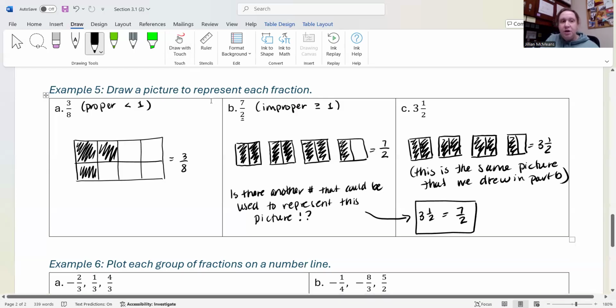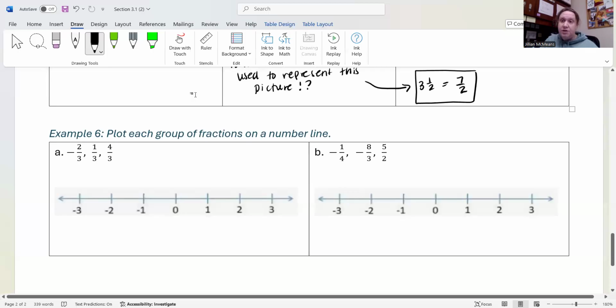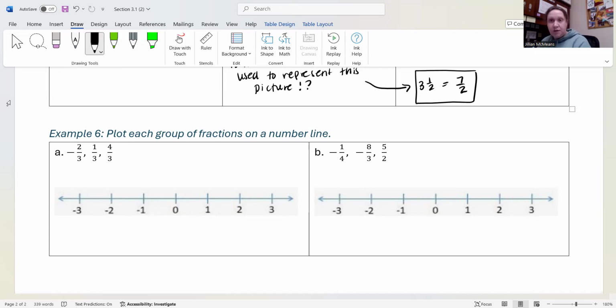Now, last up for this video, let's look at plotting numbers or fractions on a number line. This gets a little bit messy if you're trying to plot multiple numbers on a number line. So bear with me, I'm going to use different colors so you can see it. But for part A, we have -2/3, 1/3, and 4/3. So let's go ahead and just start with -2/3. And I'm going to continue to use black for -2/3. We'll switch colors for the other 2.